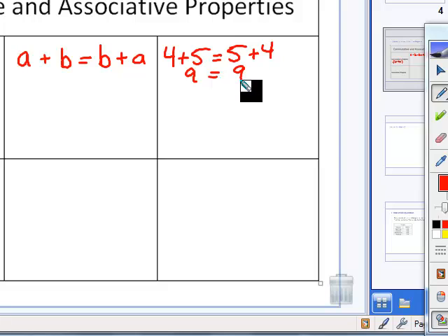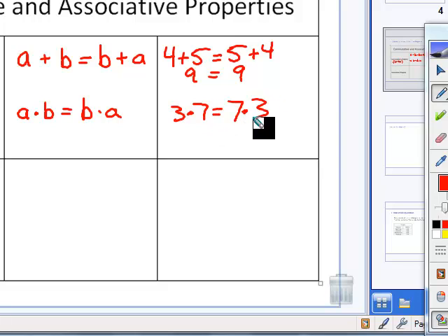Well, guess what? There is another operation in mathematics that we can do in any order we want, and that is multiplication. So, if I have A times B, I should get the same result if I do B times A. And we pretty much know that to be true. Let's take 3 times 7. That should be the same as 7 times 3. And sure enough it is. So that checks out.